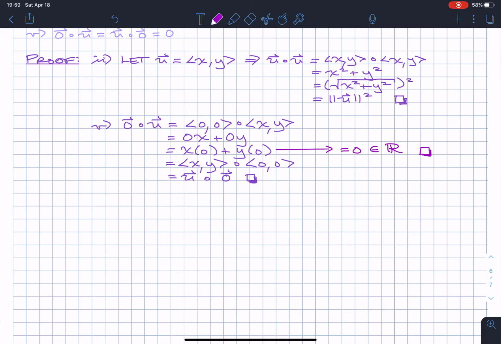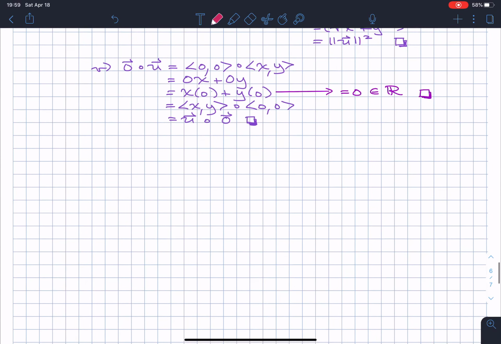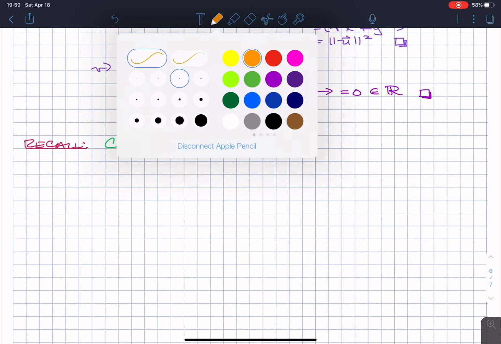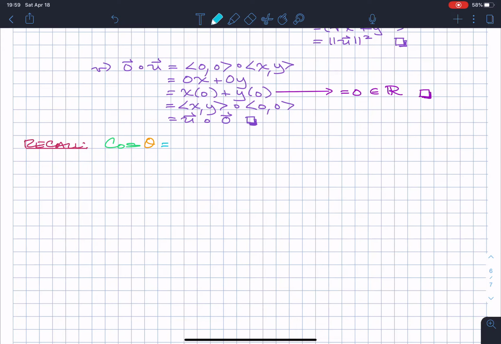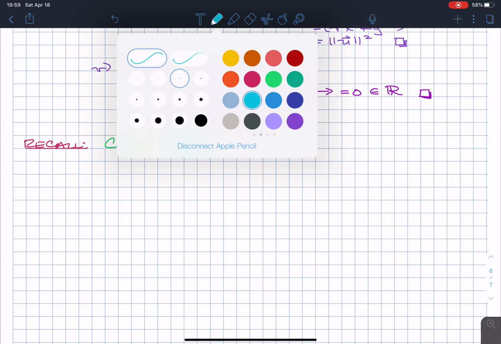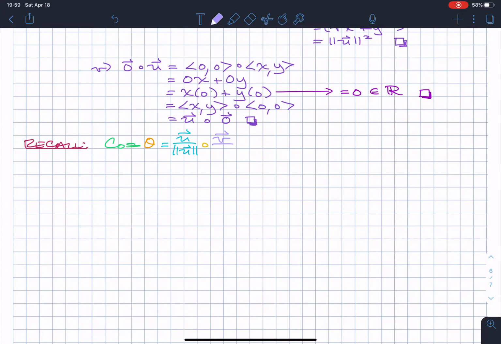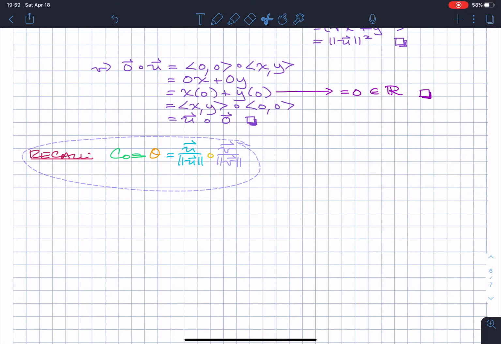Okay, so let's recall. We had the cosine of the angle theta. Let me color code it so you remember. Cosine of the angle theta was the dot product between the unit vector in the direction of u and the unit vector in the direction of v, right? I think I need more room. Let me move this down a bit.